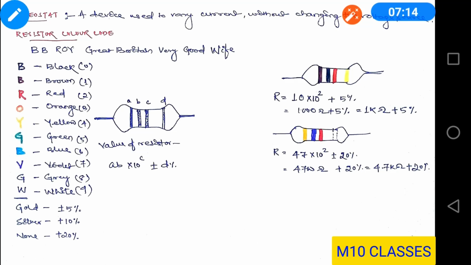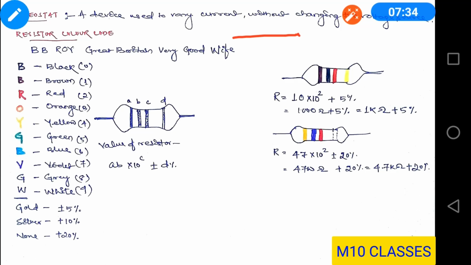Now let us see the rheostat. A rheostat is a device which is used to vary the current without changing the voltage source. Sorry, it has been hidden, but listen to this. A rheostat is a device which is used to vary current without changing the voltage source. That means the voltage will remain constant.